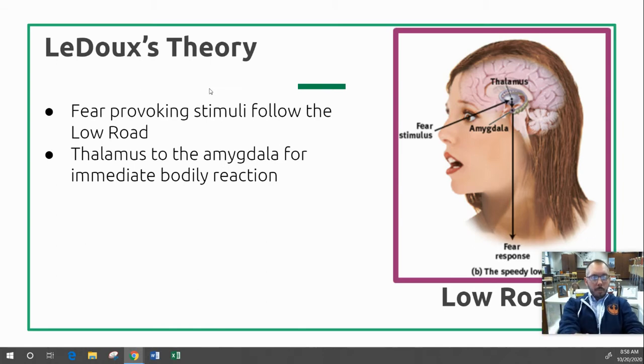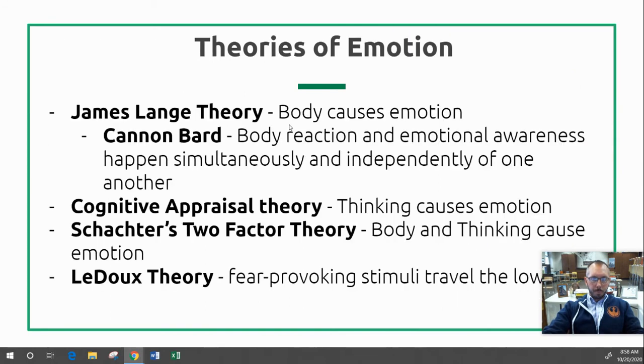This next theory is just making a note saying that the fear-provoking stimuli follow the low road. So fear and anger stimuli for LeDoux's theory here follow the low road, thalamus to the amygdala. This is an easy theory now if you understand this. Thalamus to the amygdala causes the immediate body reaction, and the argument here is that fear-provoking stimuli follow this road.